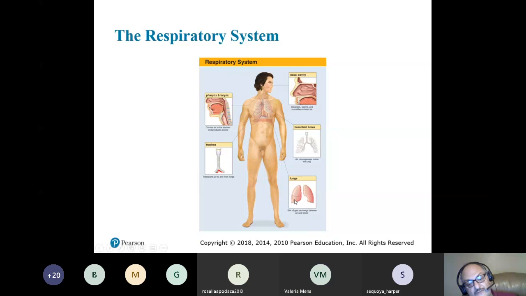So you have the nasal cavity, the nasal pharynx, the oral cavity, the oral pharynx, the larynx, the trachea, the right and left main stem bronchus, the bronchioles, the alveoli, and all that. The bronchial tree is located within the lungs. Okay.